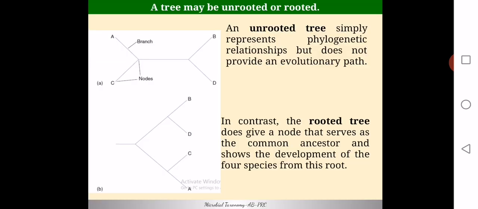And a tree may be of two types. It could be either an unrooted tree or a rooted tree. If a common ancestor is known for a particular tree, then it is called a rooted tree. If there is no such common ancestor provided, then it is called an unrooted tree.